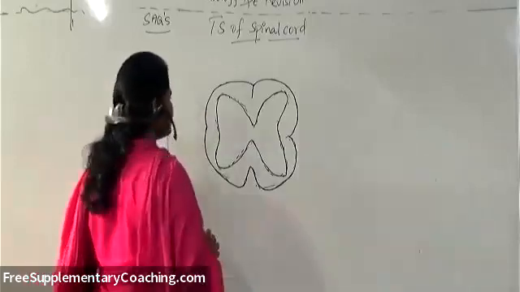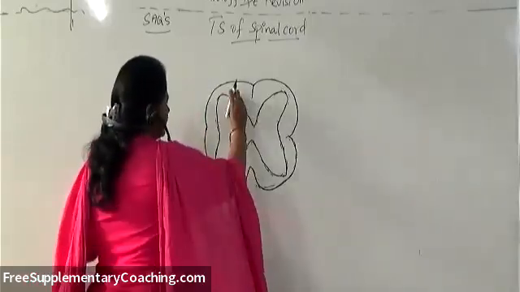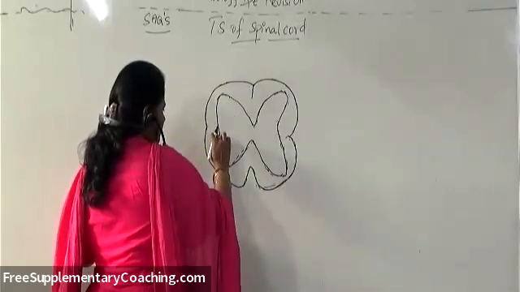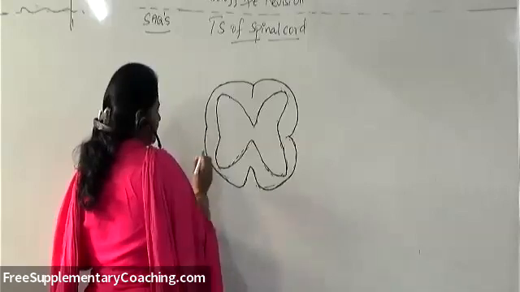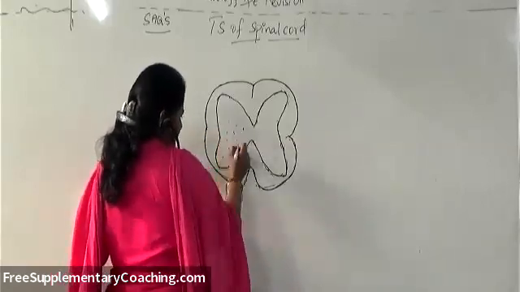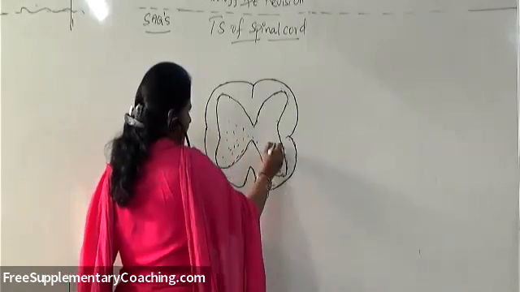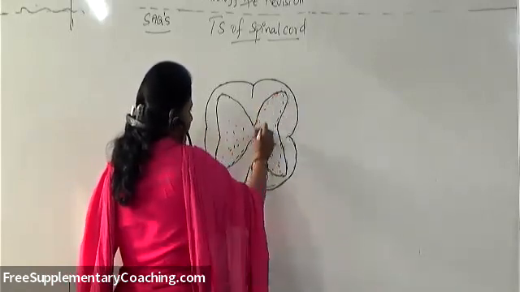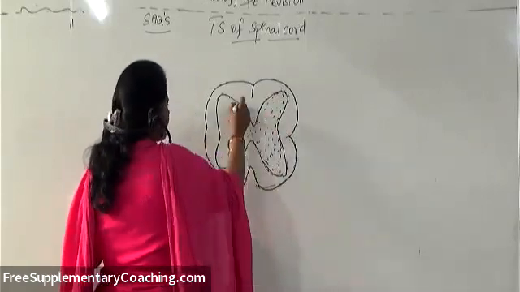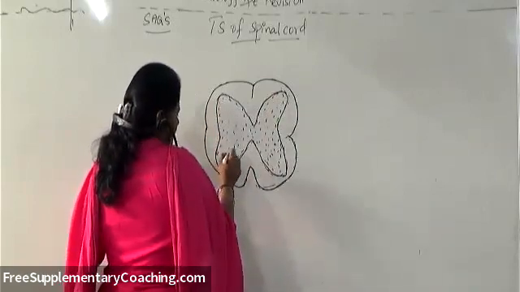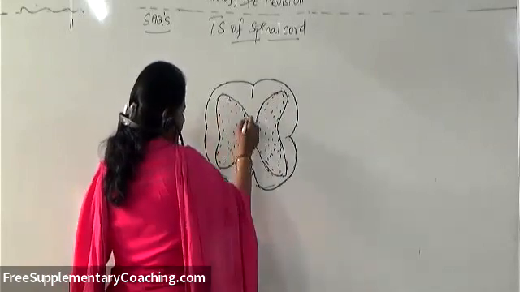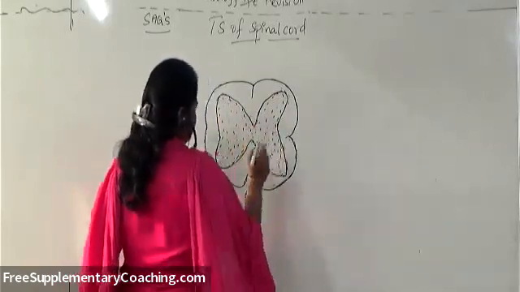Actually, this is opposite to that of the brain. Here the outer part consists of white matter, whereas inside the butterfly shaped central canal it consists of gray matter. But in the brain, the cortex portion consists of gray matter, whereas the deeper parts of the cerebrum consist of white matter.